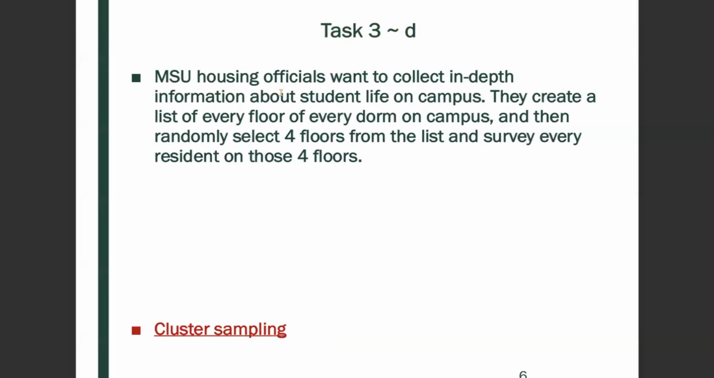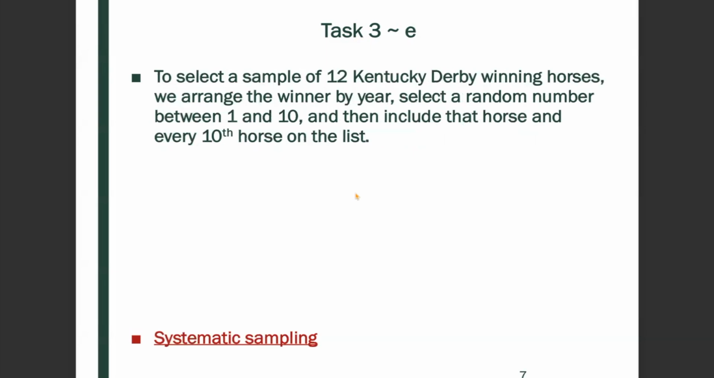MSU housing officials want to collect in-depth information about student life on campus. They create a list of every floor of every dorm on campus and then randomly select 4 floors from the list and survey every resident on those 4 floors. This would be an example of cluster sampling because after they select the floors, they're sampling all of the residents, every resident on those selected floors. So that would be a cluster sample.